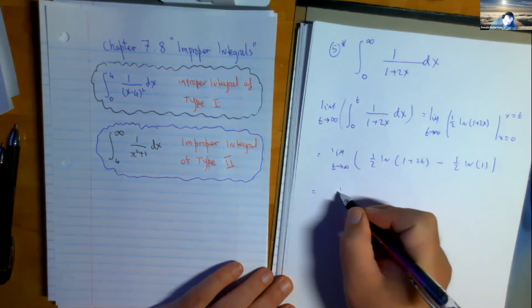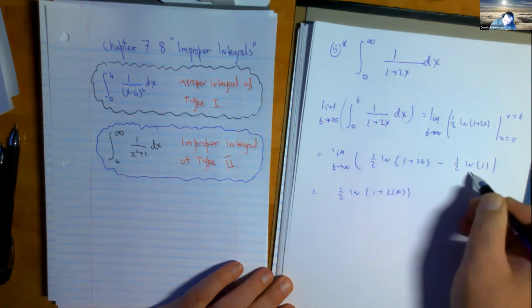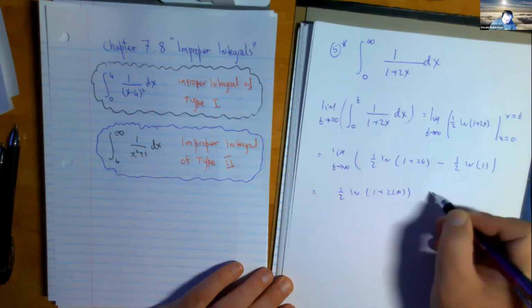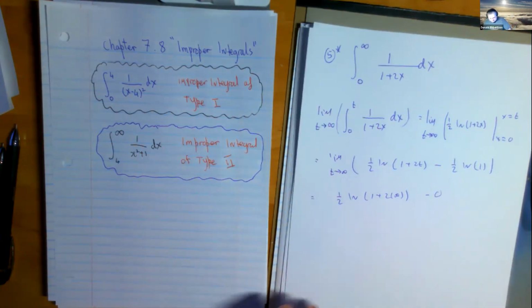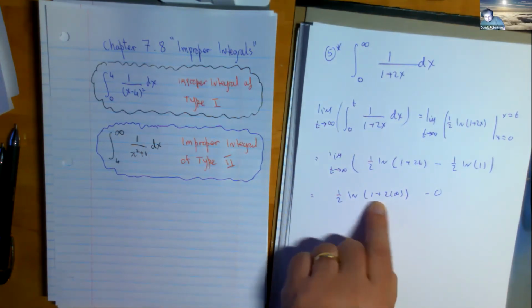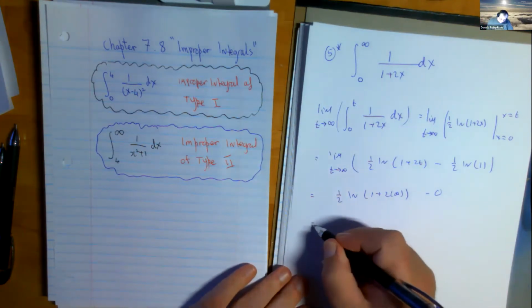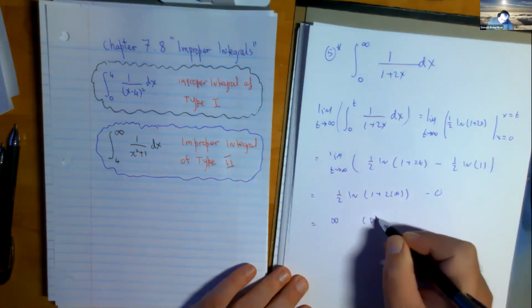Okay, ready to brute force this. 1/2 natural log of 1 plus 2 lots of infinity. Oh, isn't the log of 1 0? So that's basically nothing. Okay, here goes. 2 times infinity is infinity. 1 plus infinity is infinity. What's the log of infinity going to be? The log of an infinitely large number. Infinity. And half of infinity is infinity. So there we go, we get a diverges.